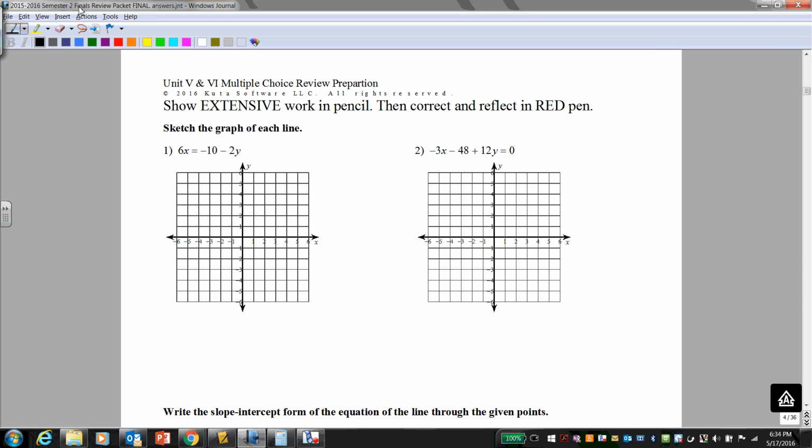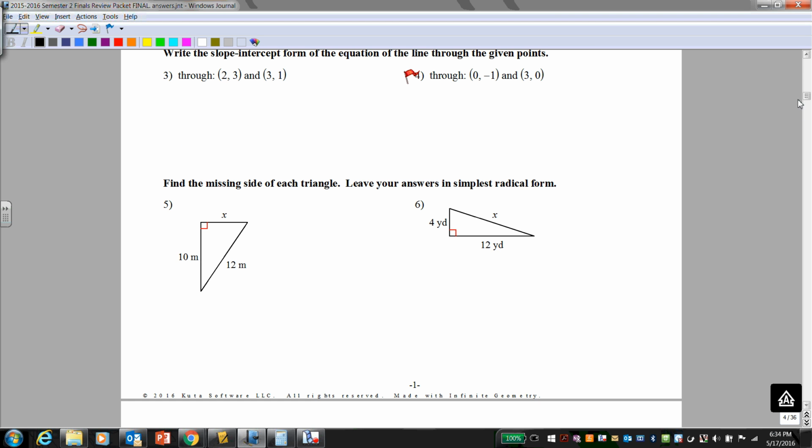Students, this is the flag help video for Units 5 and 6 multiple choice review preparation. I'm going to be giving you a partial explanation for all the problems with the flag on them.